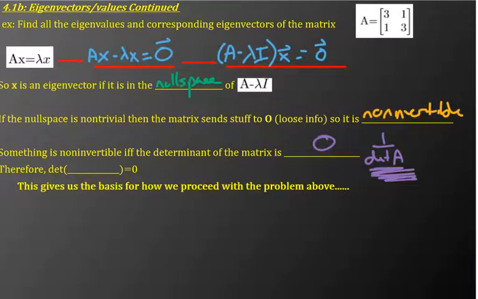So the logical place to start is to check the determinant of A minus lambda I and literally set that equal to 0. That gives us the basis for how we're going to proceed. To do any of these eigenvector, eigenvalue problems, we start off by setting the determinant of A minus lambda I equal to 0.